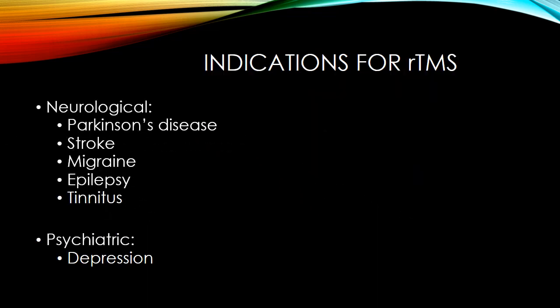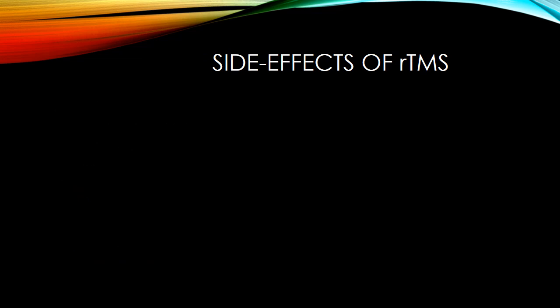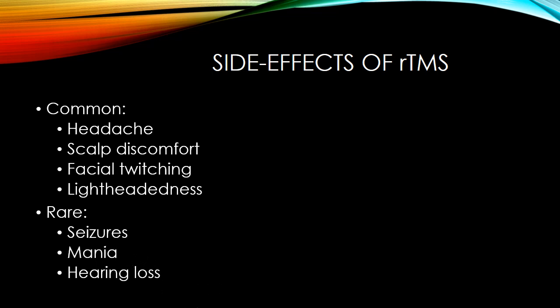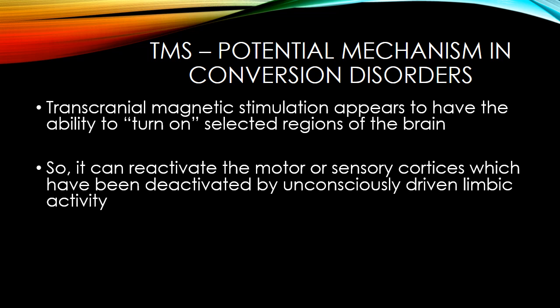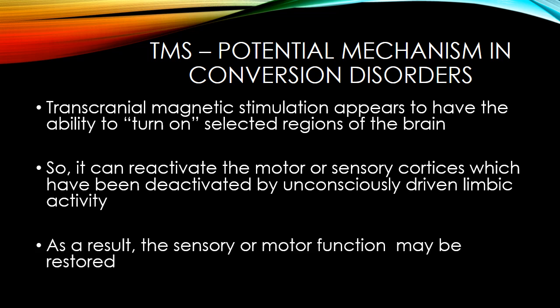There are both neurological and psychiatric indications for transcranial magnetic stimulation, and these indications are likely to increase in future. I've listed some of these on this slide. This treatment can also have side effects. I've listed the main ones on this slide. What is the potential mechanism of transcranial magnetic stimulation in conversion disorders? This treatment seems to have the ability to turn on selected regions of the brain, so it can reactivate the motor or sensory cortices which have been deactivated by unconsciously driven limbic activity. As a result, the sensory or motor function may be restored.